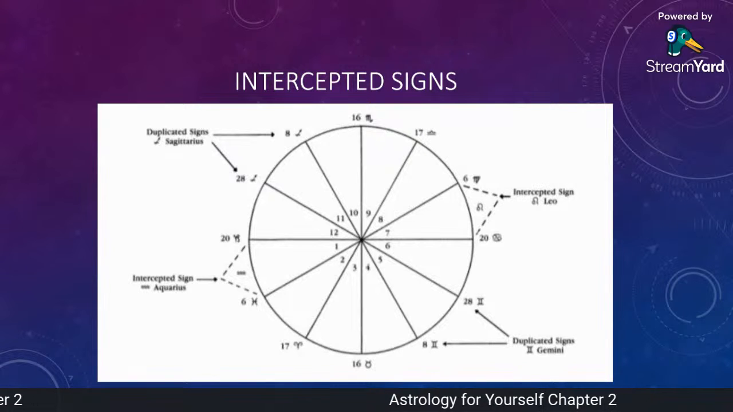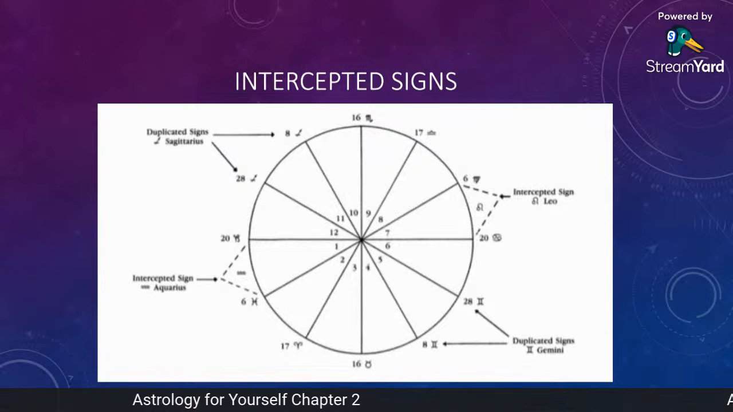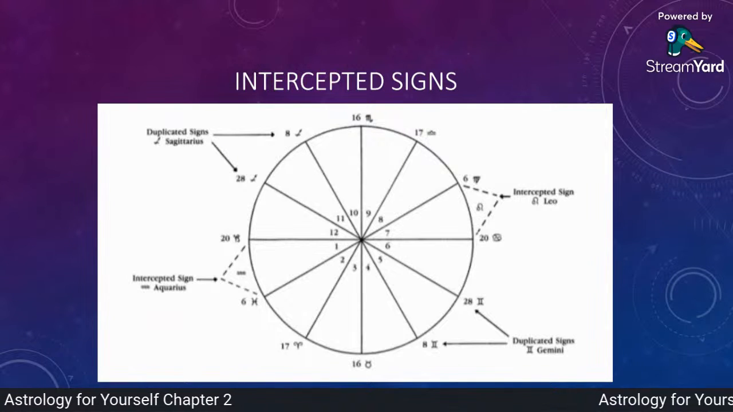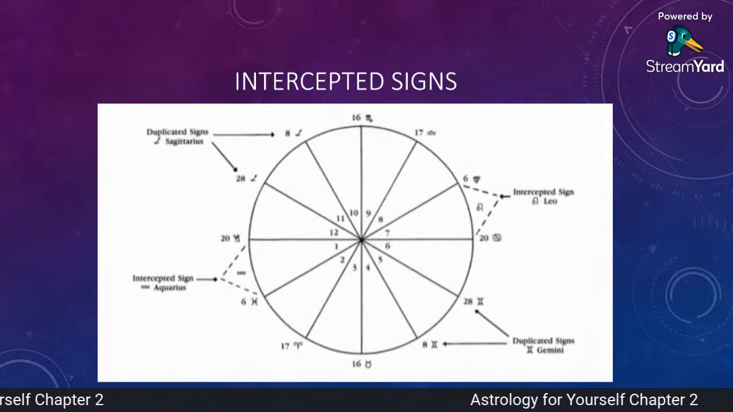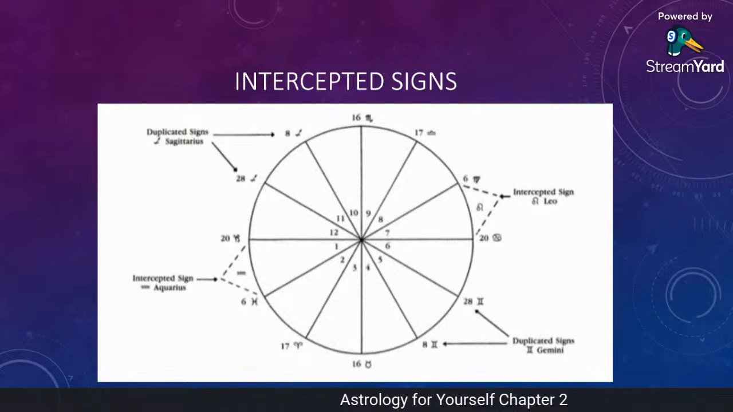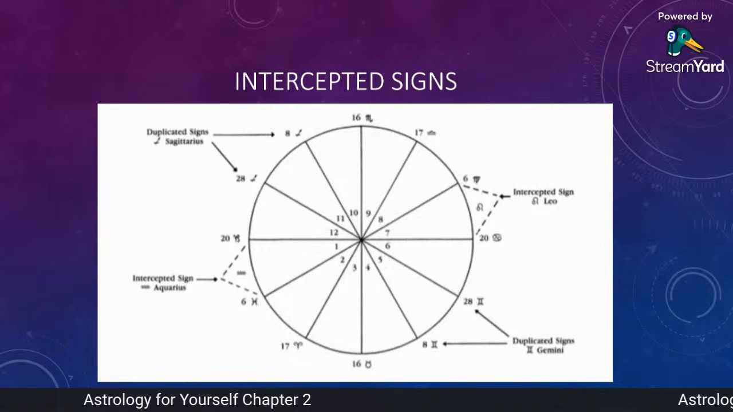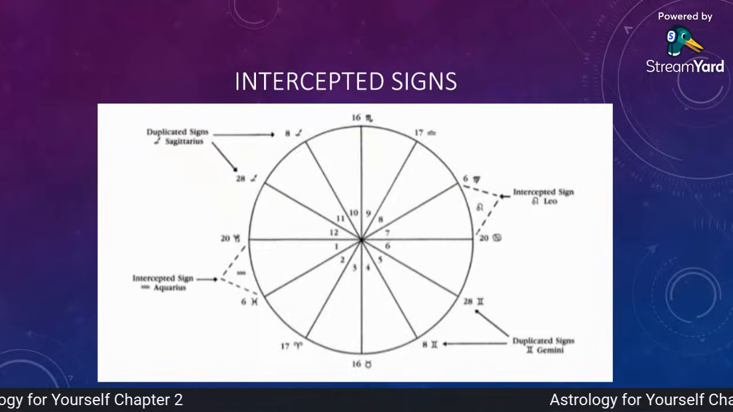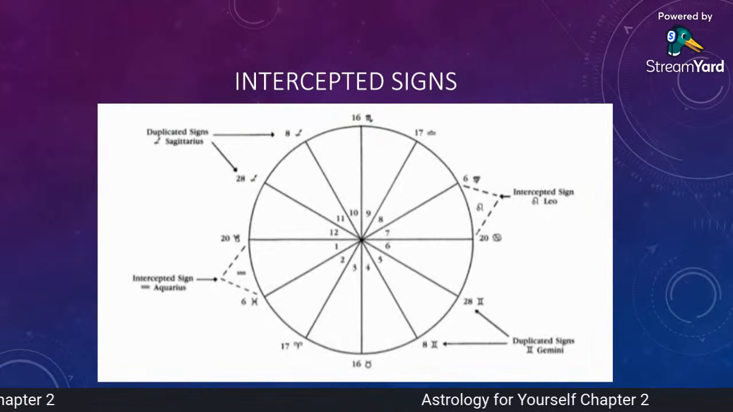Intercepted signs. Normally, each successive house will have a new sign. In some charts, however, the same sign may begin 2 successive houses and another sign may be contained entirely within a house. This is called an intercepted sign. In this chart, Aquarius and Leo are the intercepted signs. They are contained within the 1st and 7th houses.